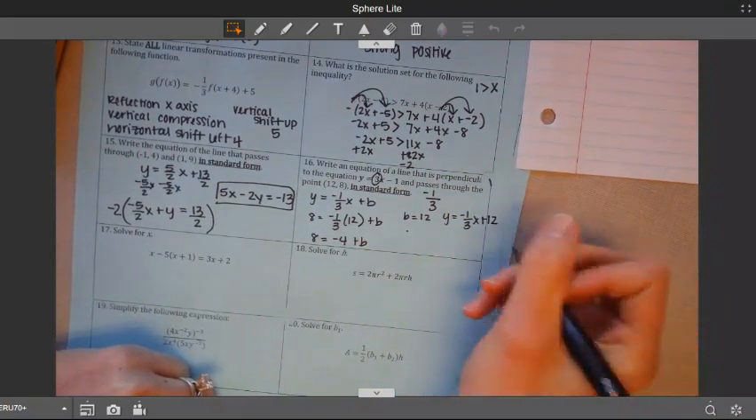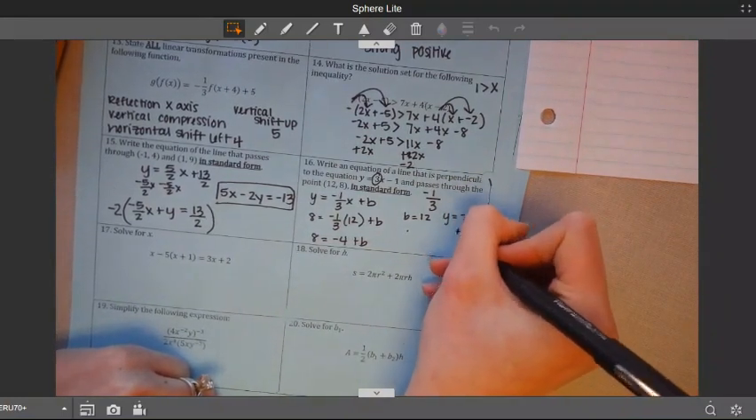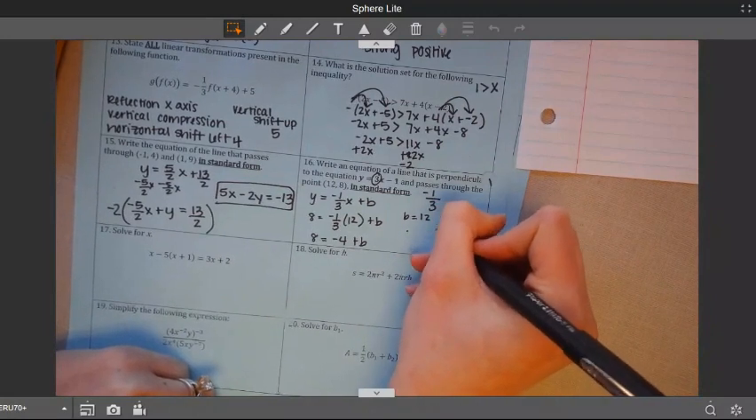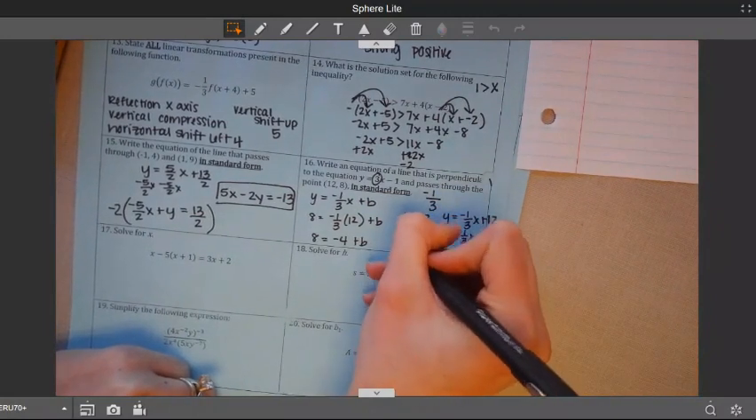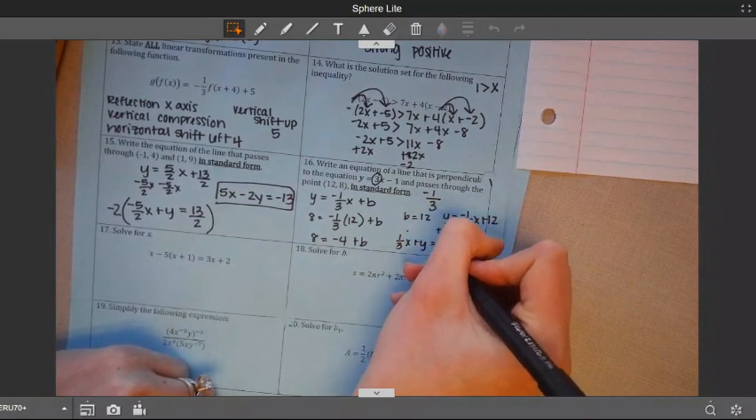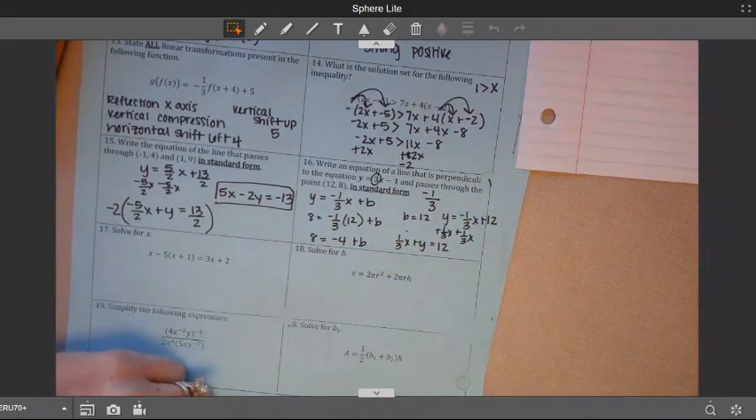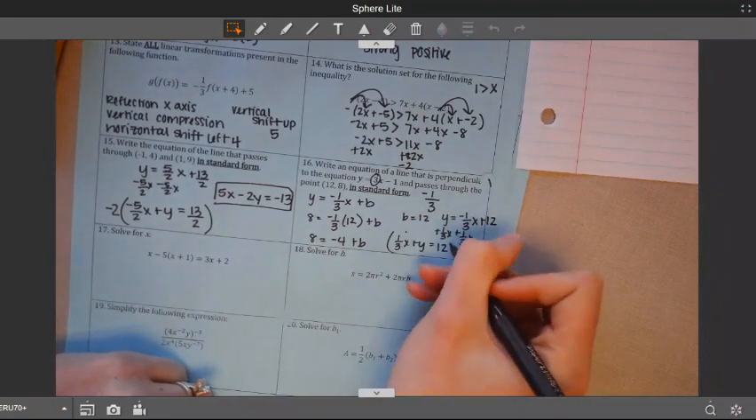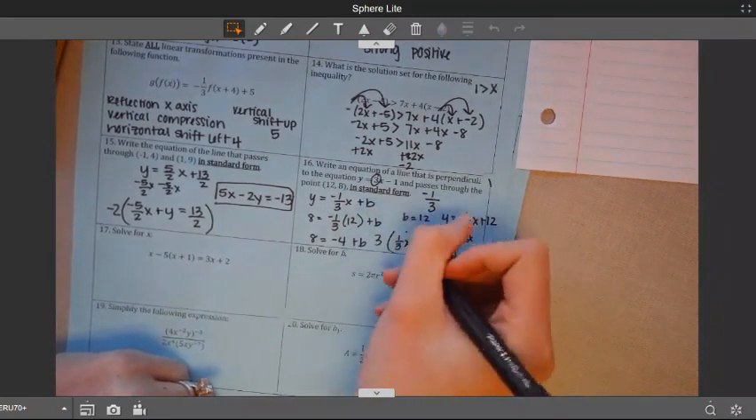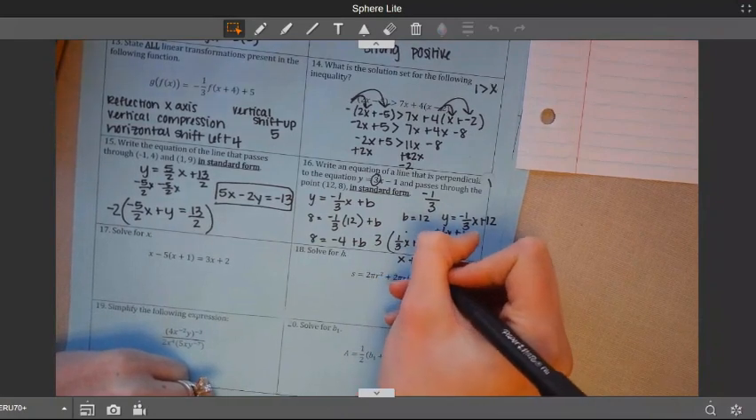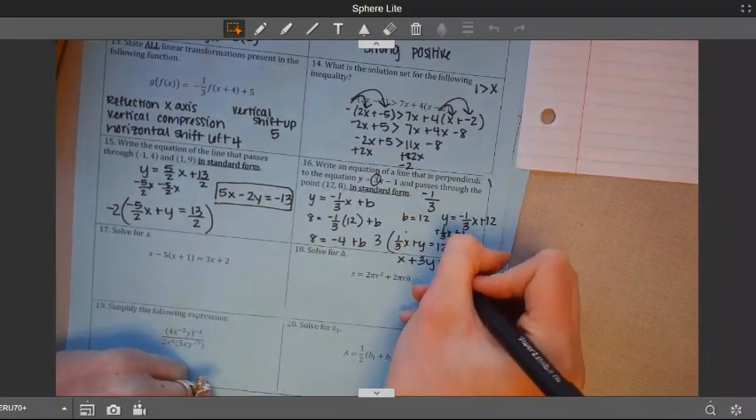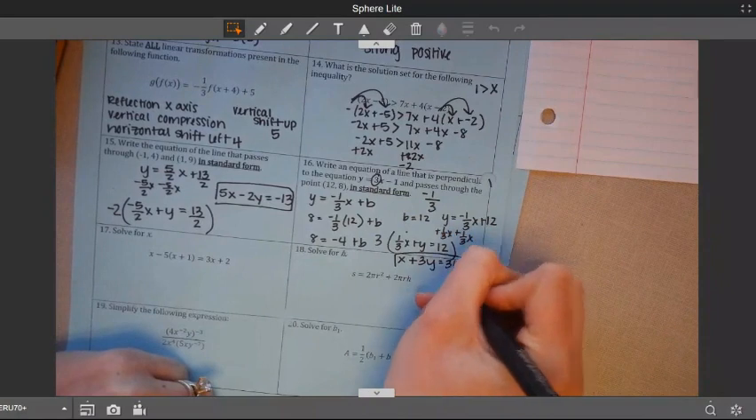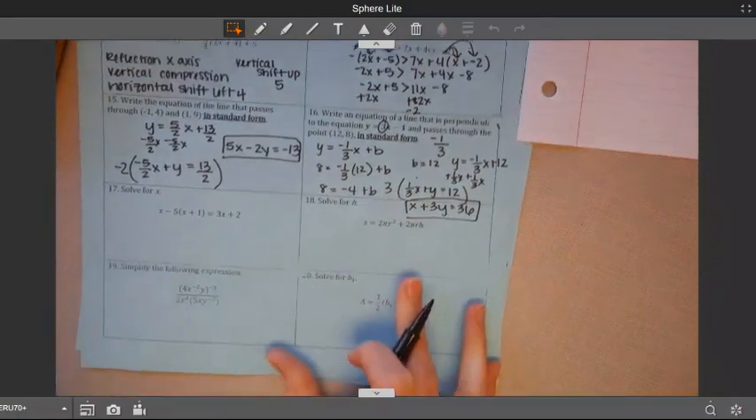Except again, I asked for it in standard form, so I'm going to add 1/3 x to both sides. I get 1/3 x plus y is equal to 12. But again, none of our a, b, or c values can be a fraction, so I'm going to multiply this whole thing times 3. 3 times 1/3 is just x. 3 times y is 3y. 3 times 12 is 36. So that is the equation in standard form.